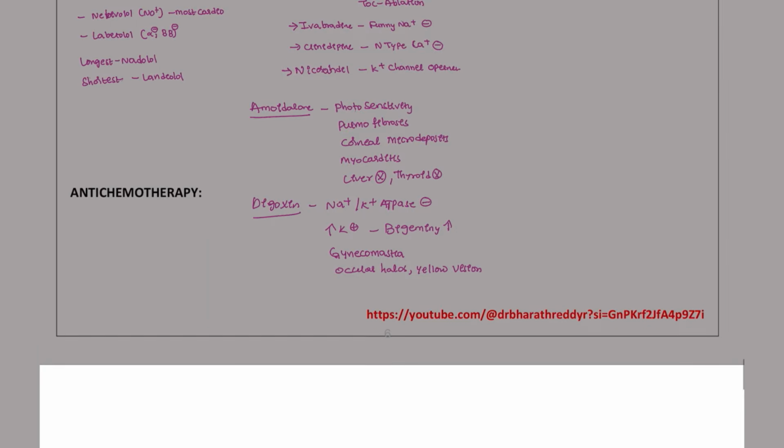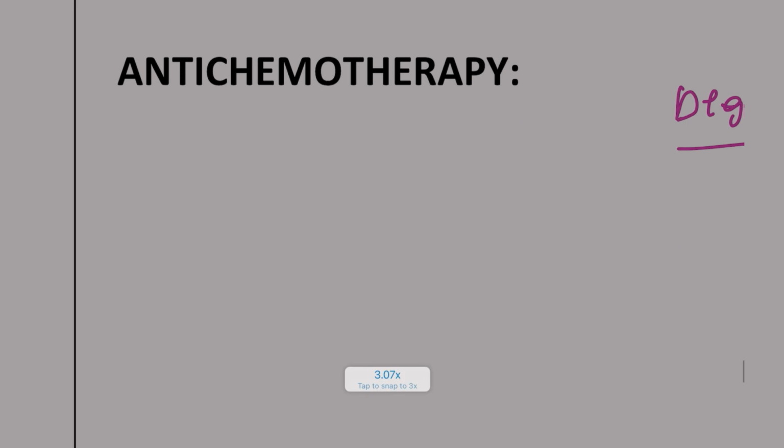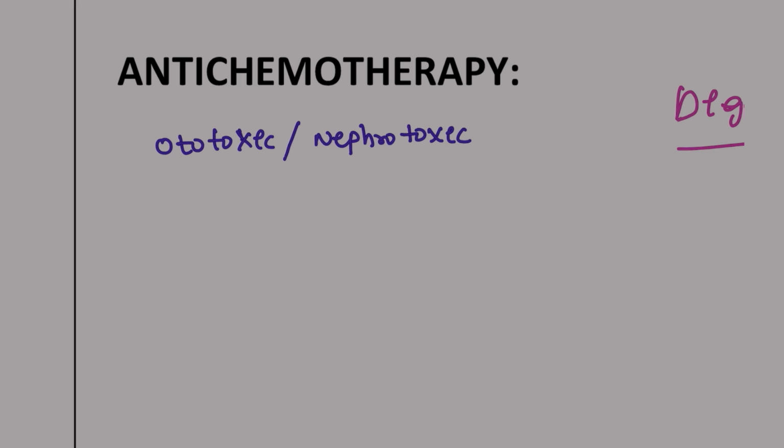So we have the anti-chemotherapy drugs. What are the anti-chemotherapy drugs? This is associated with side effects most importantly. Rather than thinking about the types, you can remember them with the side effects. So ototoxic first, and also nephrotoxic. What are these drugs? This is cisplatin and carboplatin.